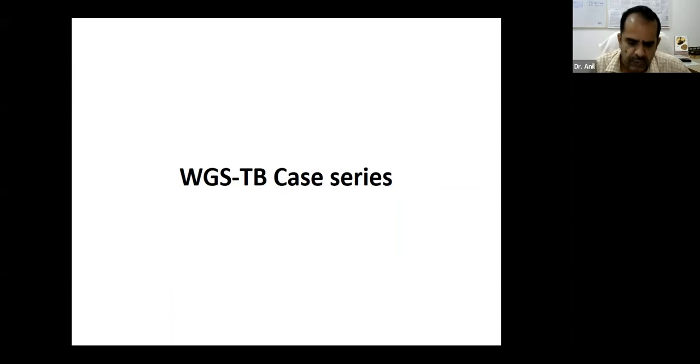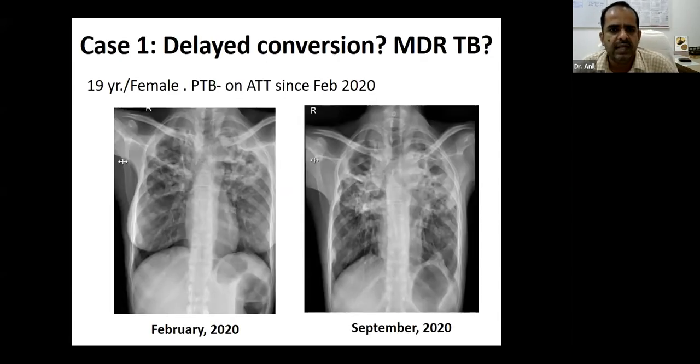So let's discuss a few cases that we had outsourced and what happened to these. This is case one, a 19-year-old female, February 2020. You see the chest X-ray. She had pulmonary tuberculosis, sputum positive case, and September 2020, only 19 years old. She was underweight and the consolidations increased, the X-ray is worse, and we don't know what happened. So we were really worried that the patient has got an MDR TB.